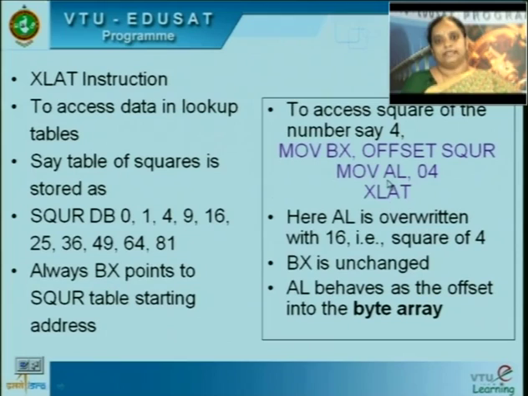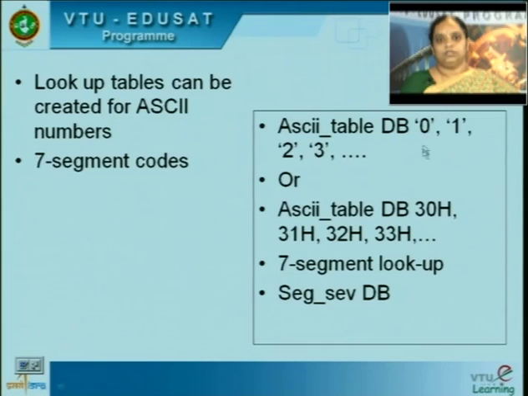So this lookup table is a simple example of squares. Instead of this, you can also have one for ASCII numbers. Suppose the ASCII number of 0 is 30H. Instead of a BCD to ASCII conversion, I can have a lookup table of ASCII numbers. So if I want the ASCII value of 0, I can load AL with 0 and BX with the starting address, where the value is 30, and say XLAT. AL 0 will be replaced by 30H. And you have many other operations also. The lookup table may contain 7-segment codes and so on.